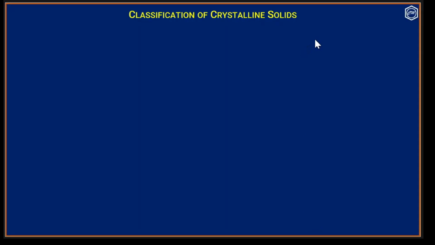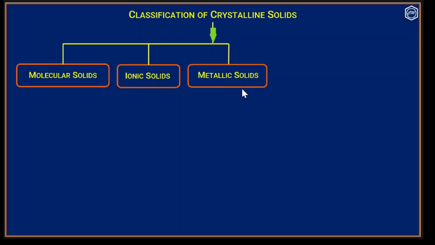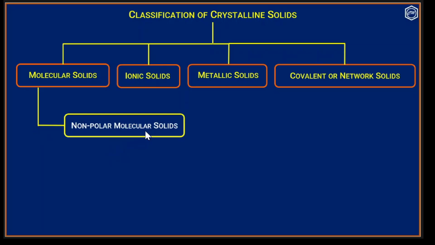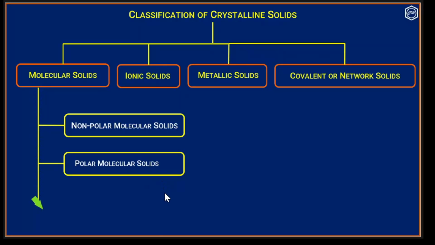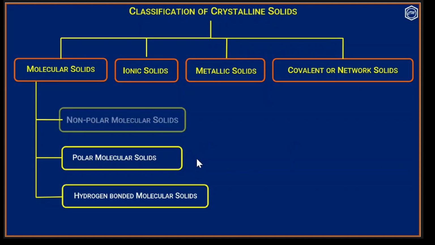Next we will study how solids are classified. By solids we mean crystalline solids. Solids are classified into four categories: molecular solids, ionic solids, metallic solids, covalent or network solids. Molecular solids are further classified as non-polar molecular solids, polar molecular solids, and hydrogen bonded molecular solids. Let us see one by one.